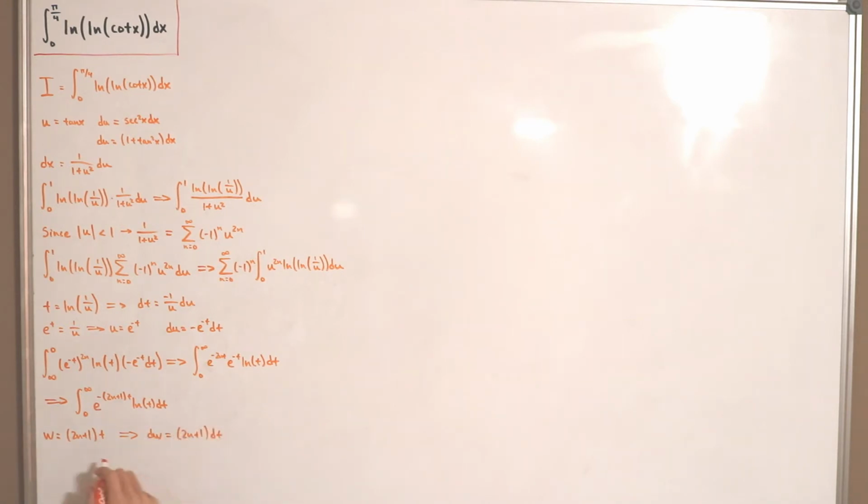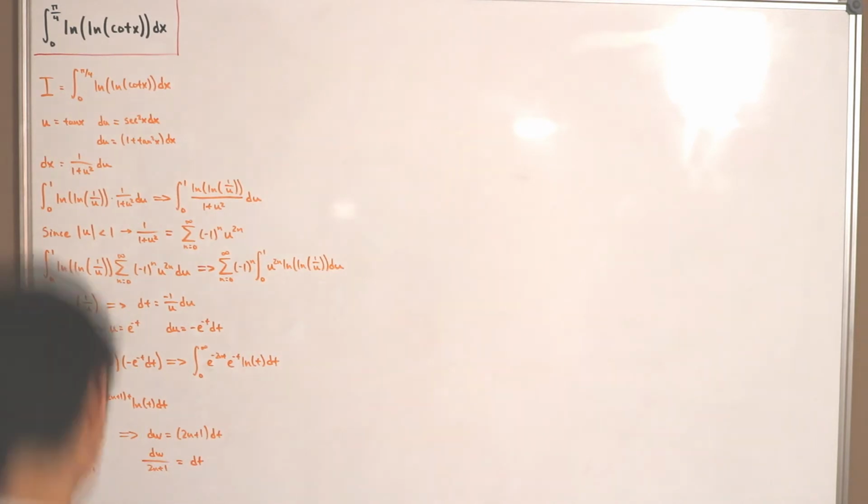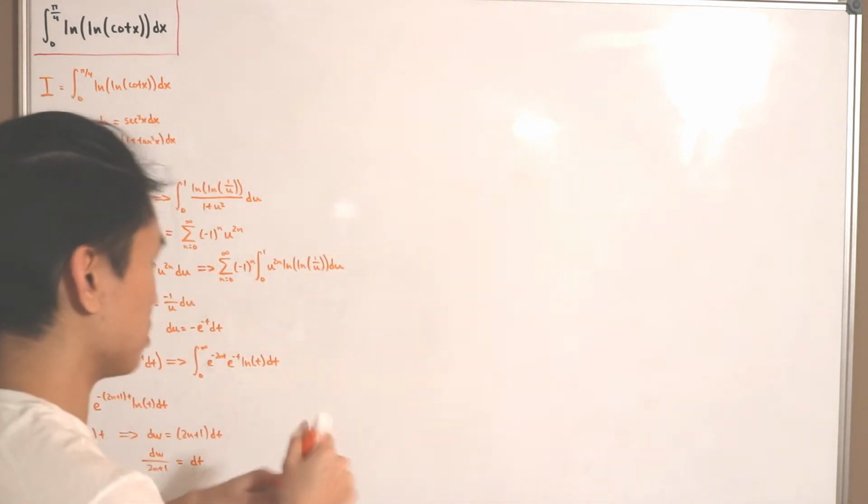And therefore I'll divide both sides by 2n plus 1. We get that dw divided by 2n plus 1 is equal to dt. Also, we want this in terms of t, so we also get that t is equal to w divided by 2n plus 1. Okay, good. Now we have all the substitutions that we want to use. So then, doing all this, we get the following. Let me write this in red this time.